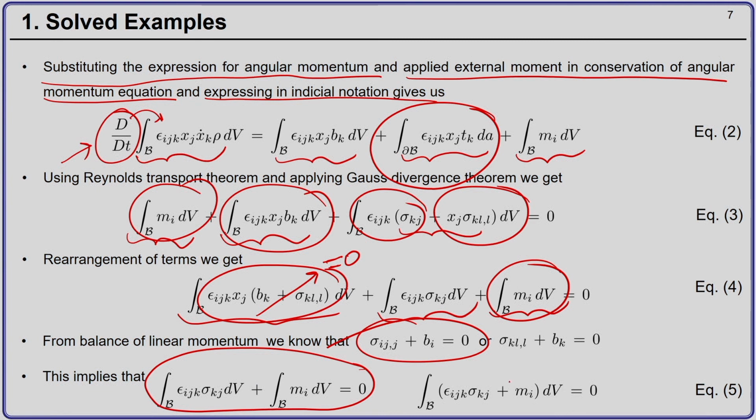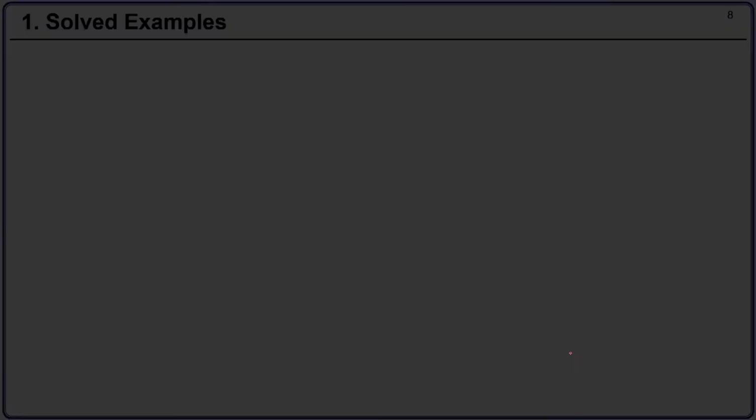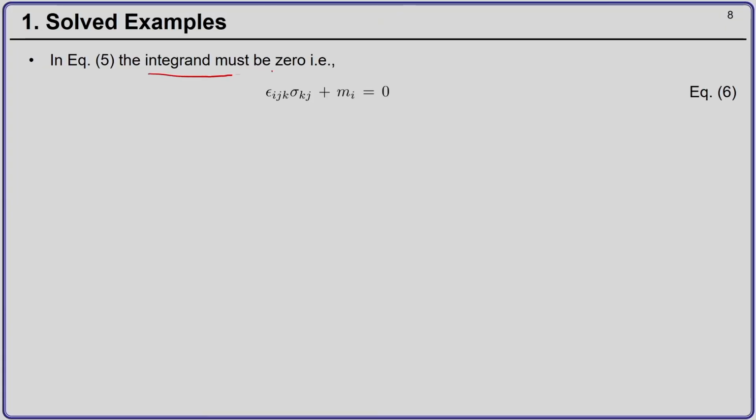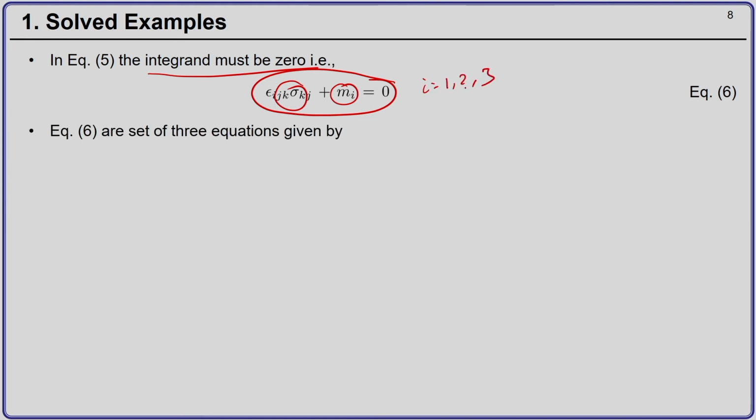Then we take both the terms inside and we have the integral over the volume, with the term in the bracket equal to 0. Now, the volume is arbitrary, therefore, this integrand has to go to 0. So, the integrand must be equal to 0, which implies that epsilon i j k sigma k j plus m i equals 0. Now, i is a free index here and k and j are repeated indices. So, i takes 3 values 1, 2, 3, and there are 3 equations.